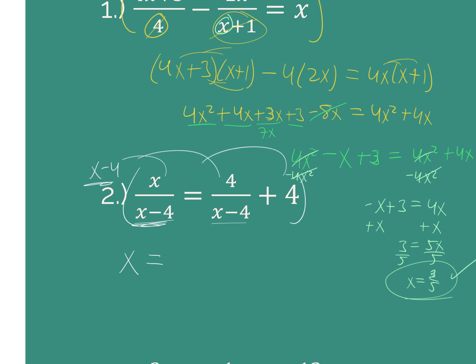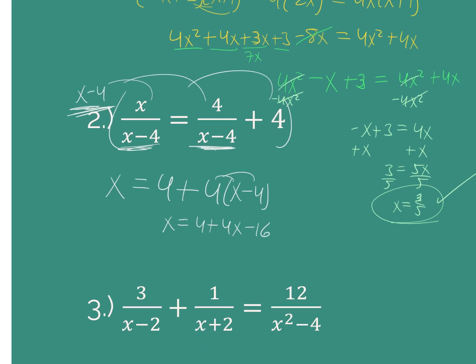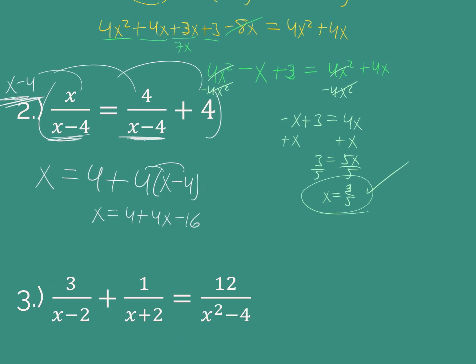Same thing with that 4, right? This x minus 4 is going to cancel with this x minus 4, so we're just left with 4. And then there's nothing to cancel over here, so we get plus 4 times x minus 4. All right, let's distribute the 4 and let's solve for x. So we get x equals 4 plus 4x minus 16. And then combine like terms. So we get x equals 4x minus 12.